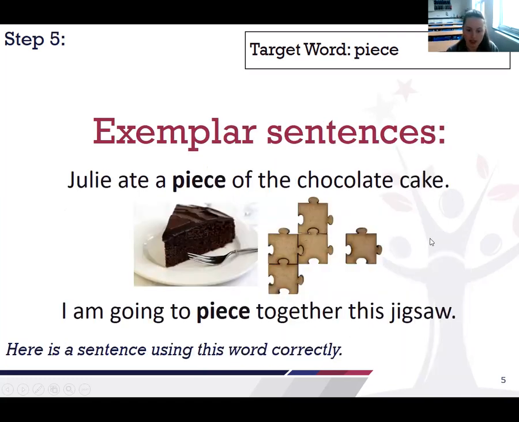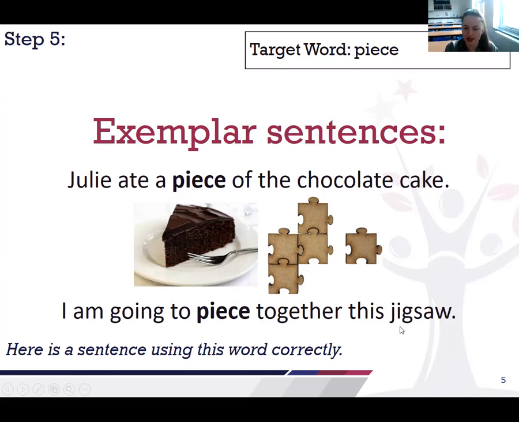Now we've got some example sentences. I want you to have a think whilst you're listening to my sentences. Am I using piece as a noun or a verb in these sentences? Let's read the first one together. We can do our Kung Fu punctuation, and I want you to shout out our target word. Julie ate a piece of the chocolate cake. Bang. Is that a noun? Is that a thing? Or is it a verb? Julie ate a piece. Fantastic, it's the noun, well done.